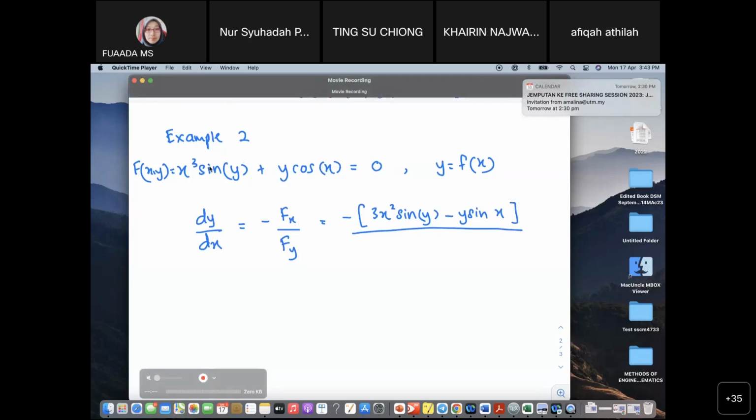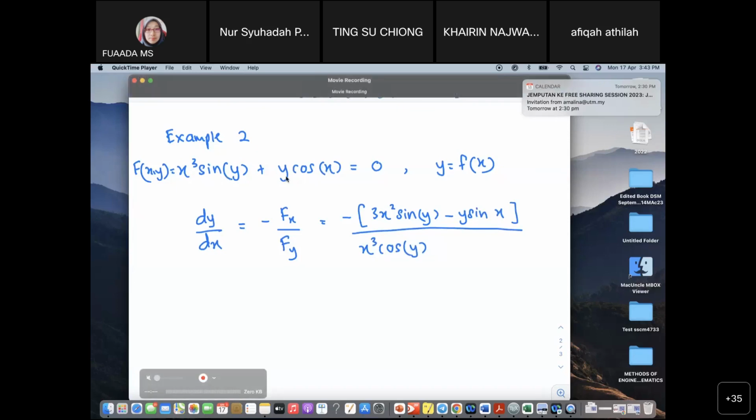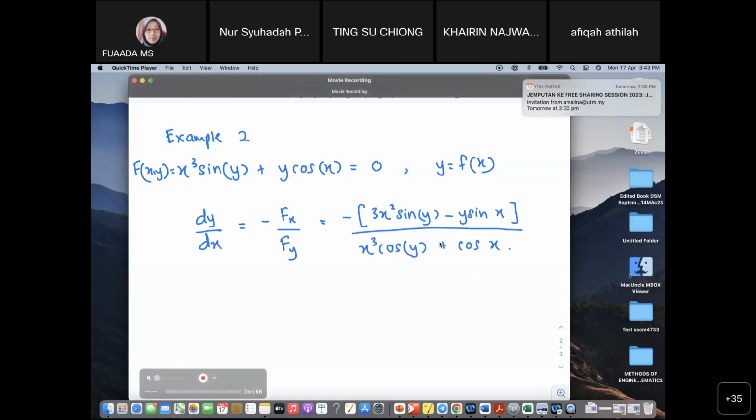Again, this one, x constant pula. So, differentiate sin y jadi cos. So, x cubed cos of y. Now differentiate terhadap y, cos x constant. So, we differentiate y jadi 1. Now, we have only plus cos x. That's it. So, kita dapat jawapan dalam yang kita nak, dy over dx.